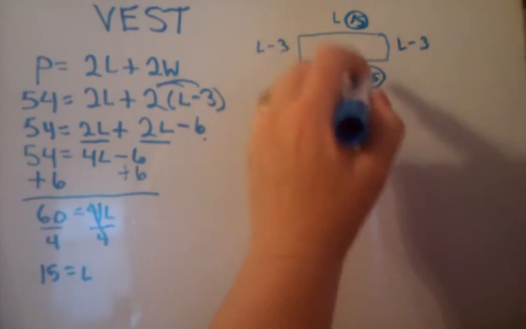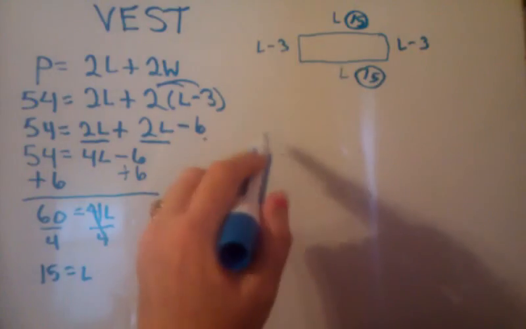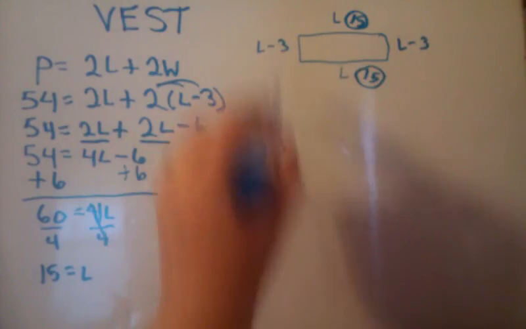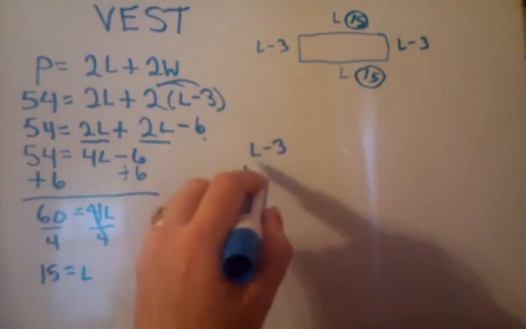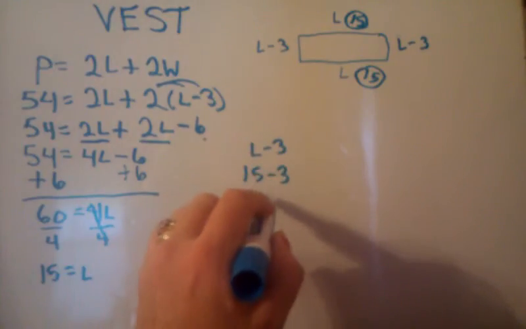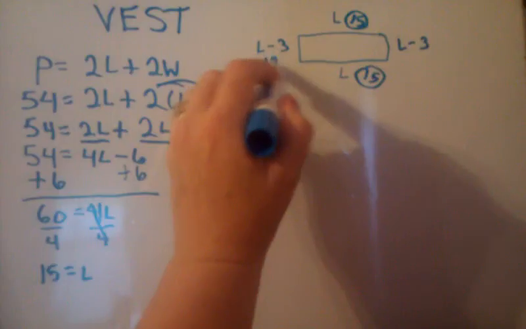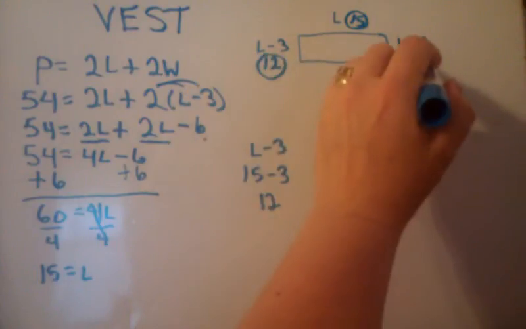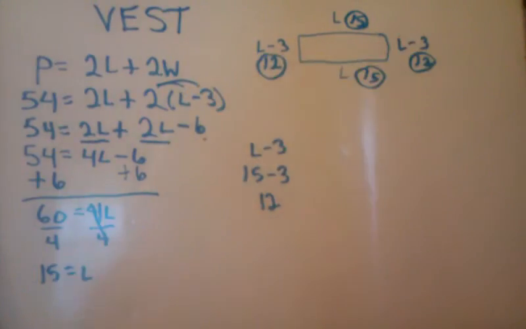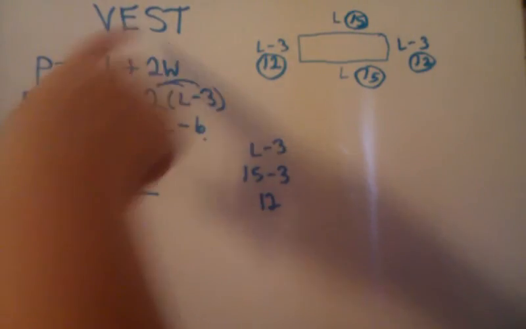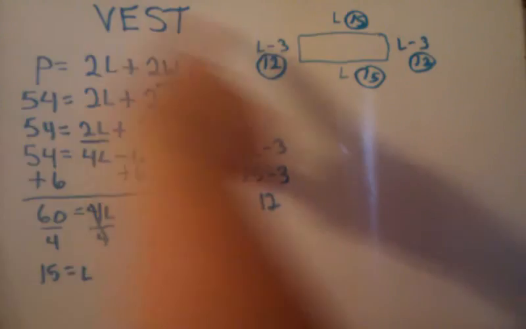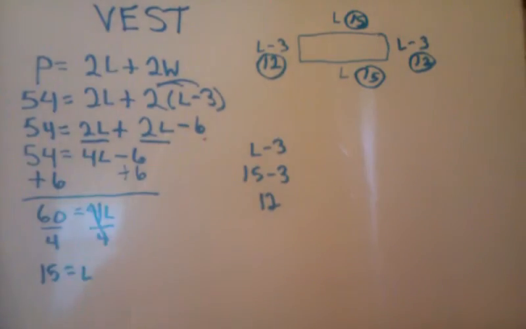If my length is 15, what is my width? L minus 3. L is 15, minus 3 equals 12. So my width is going to be 12. The only thing I did different on my 4-step strategy is instead of identifying the variable, I made a diagram. So the length is 15 inches, the width is 12.